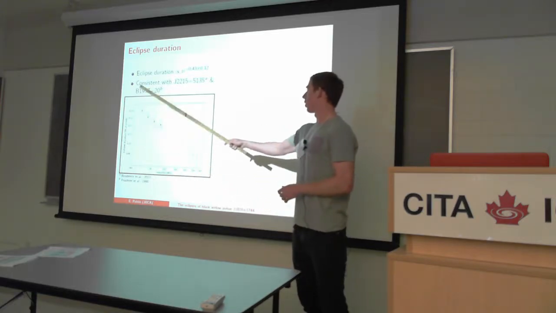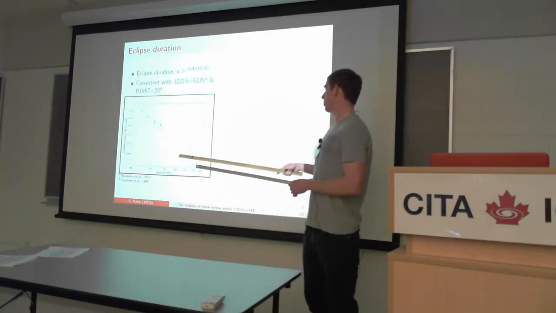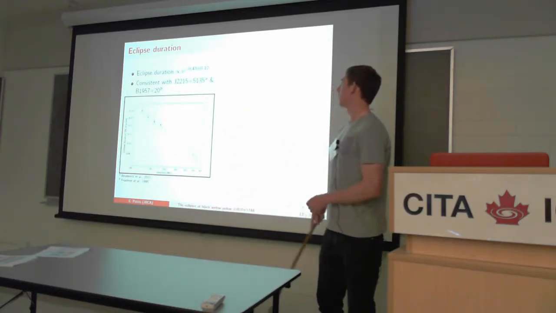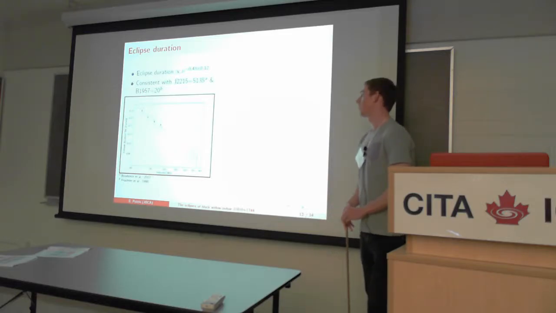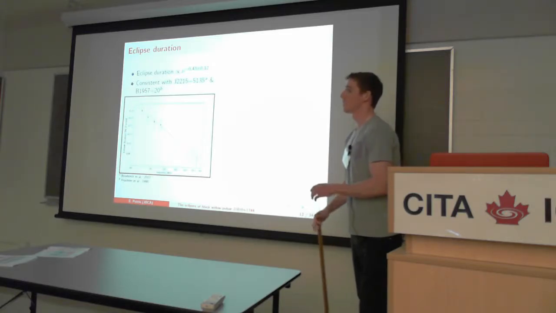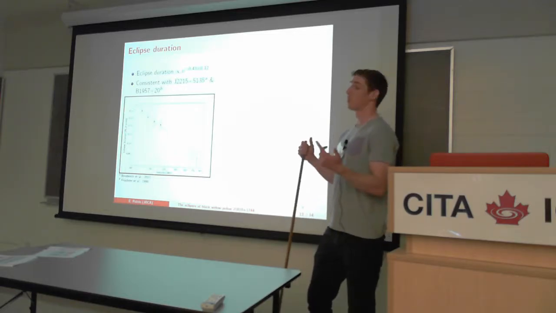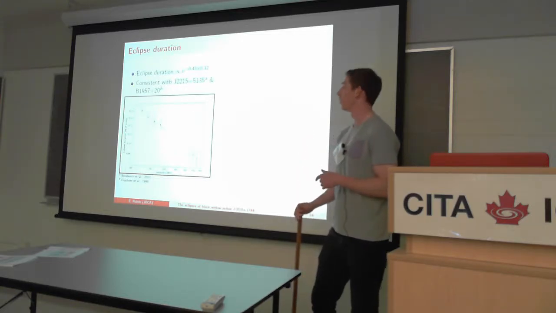So this is showing a log of the eclipse duration against the observing frequency, and you see that it's really well modelled by a power law with an exponent of 0.3, which is interesting because it's actually consistent with that found for J22, that pulsar, and also B57, which you've heard a lot about this morning.